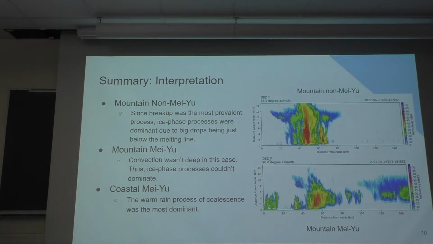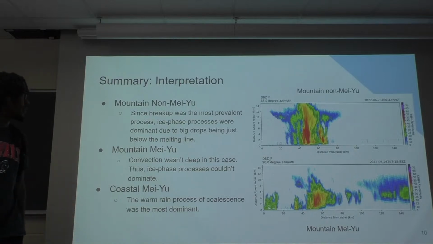And looking at these, you can tell the non-Mayu case reaches much higher up. I mean, going up nearly to 16 kilometers compared to the mountain Mayu case, which the convection doesn't reach much higher than 6 kilometers.